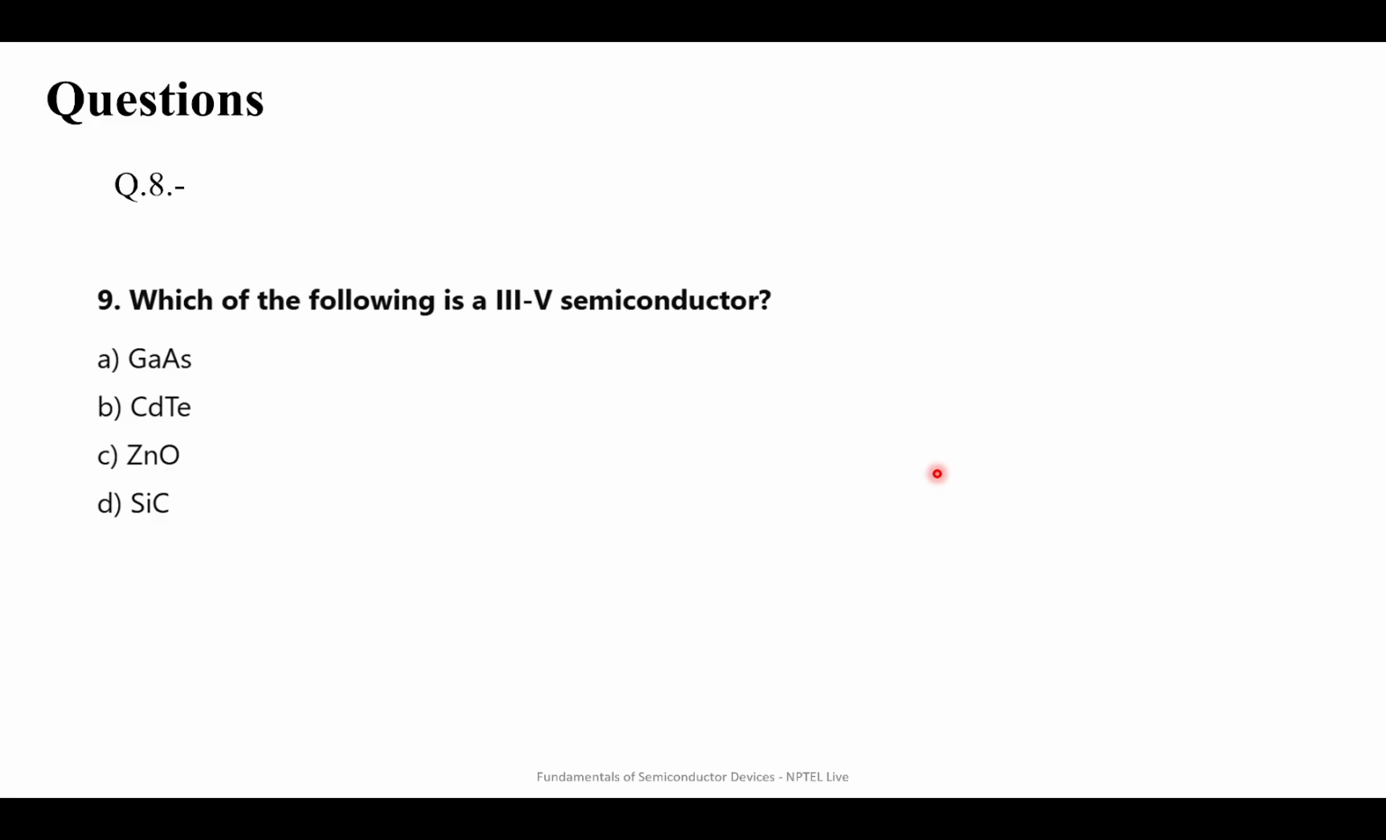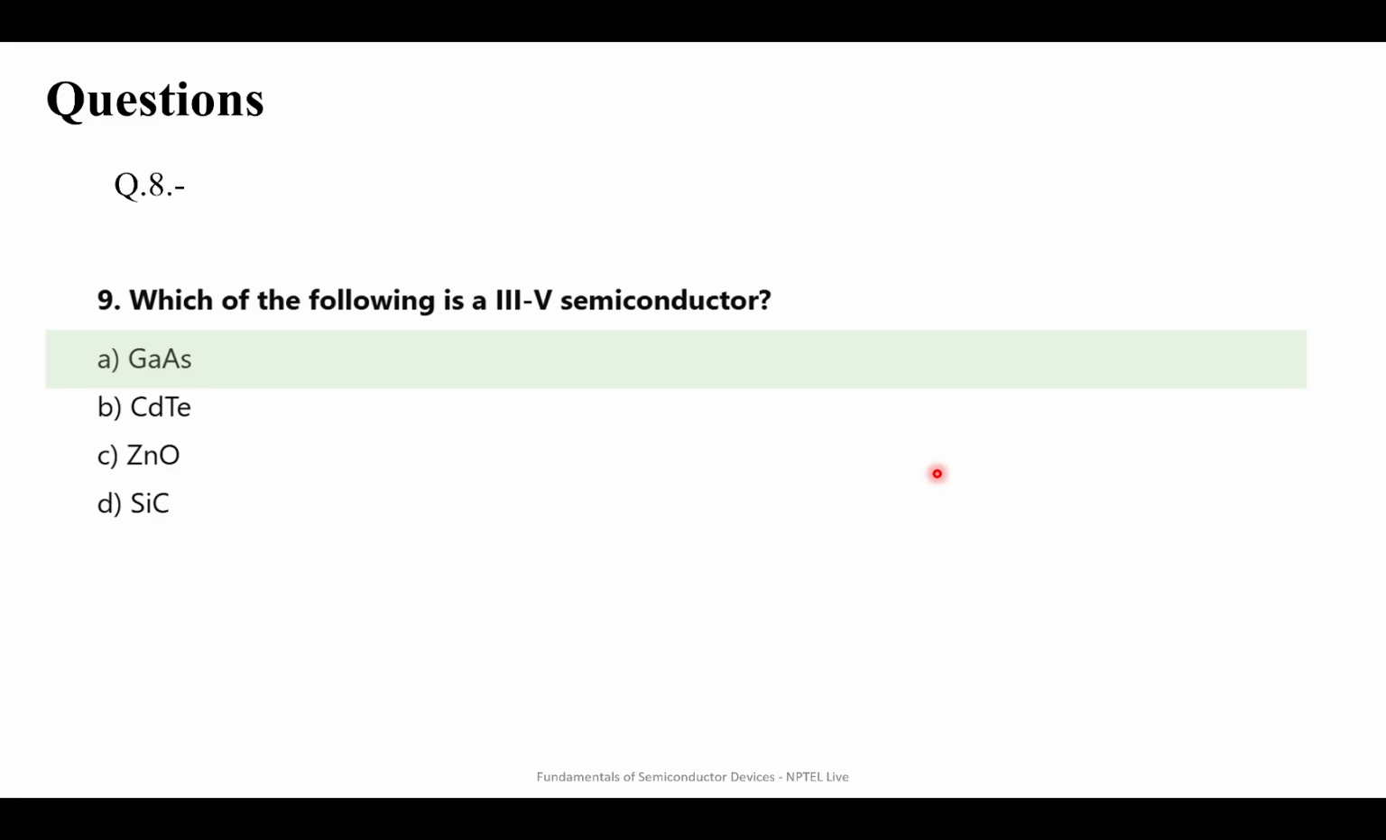Which of the following is a 3-5 semiconductor? Gallium arsenide, cadmium telluride, zinc oxide, silicon carbide. Gallium arsenide, sir. That is correct. Gallium arsenide is a 3-5 semiconductor.